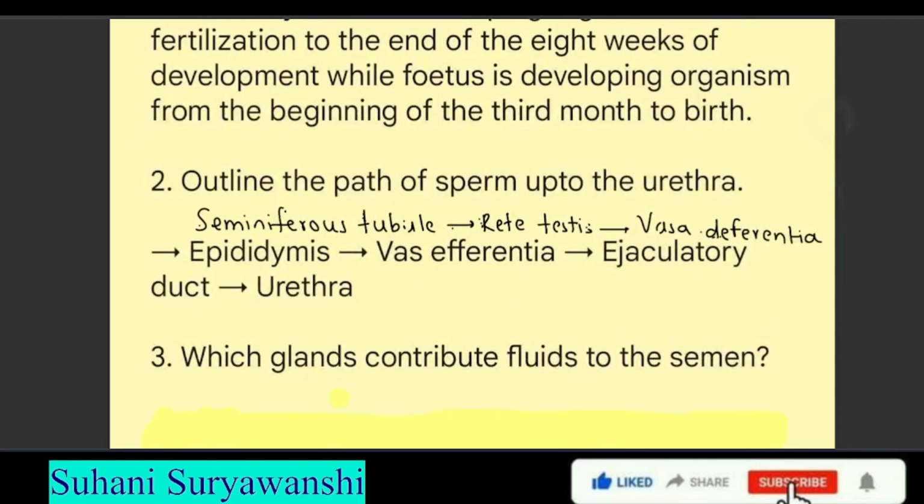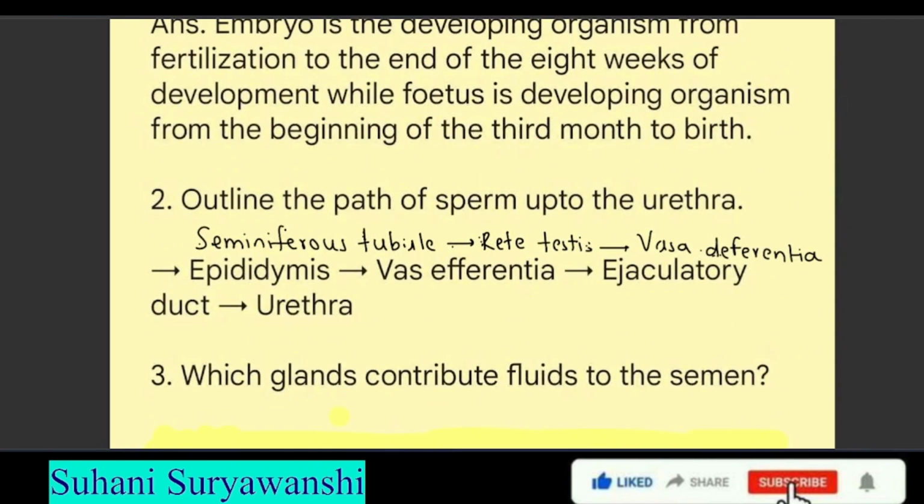Next question is outline the path of sperm up to the urethra. So starts with seminiferous tubule, then rete testes, then vasa differentia, then epididymis, then vas efferentia, then ejaculatory duct, and then urethra.